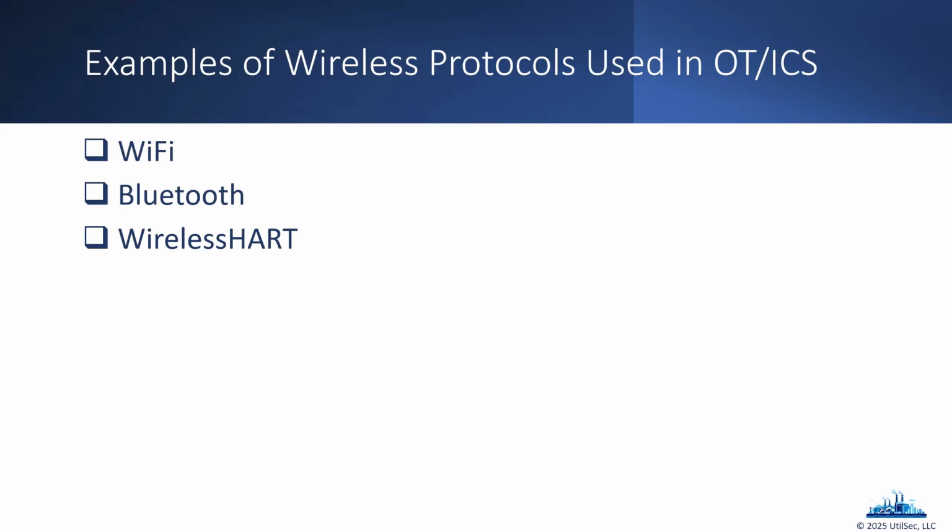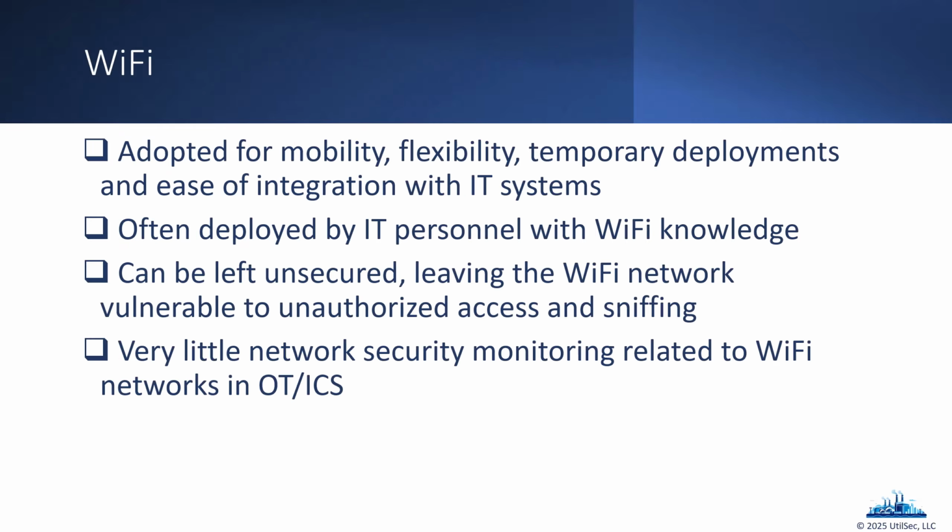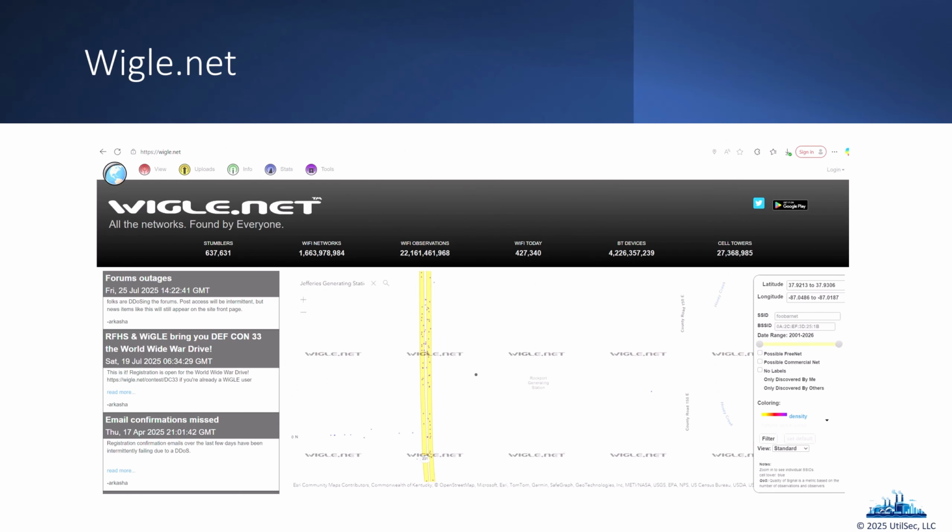And then we can talk about things like Bluetooth and WirelessHART. Or Wi-Fi is what we've inherited from IT. Again, we have to make sure that it's secure. We still take the same steps. If you've never seen wiggle.net, it's actually a really cool site where you can join.